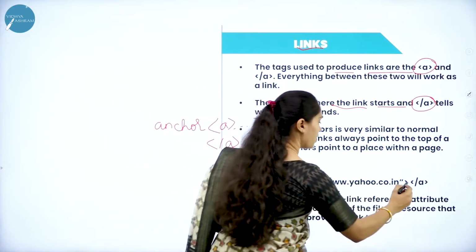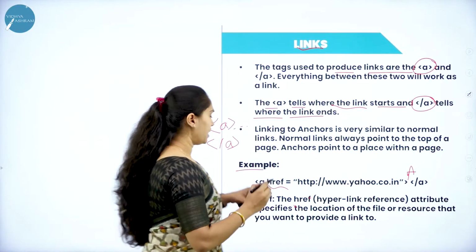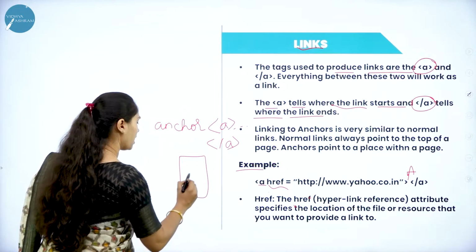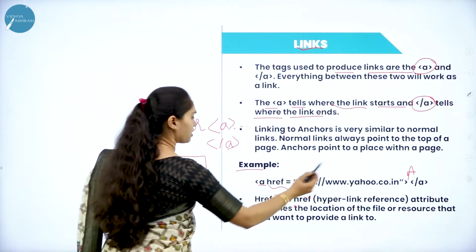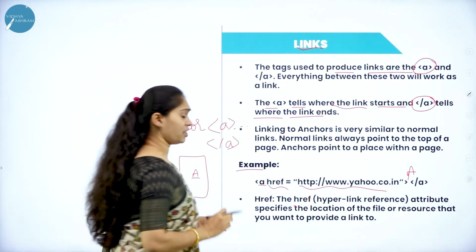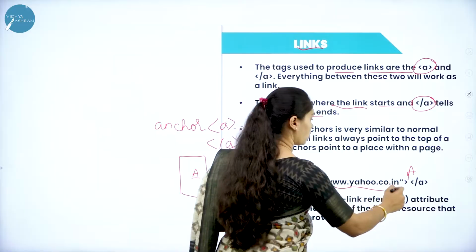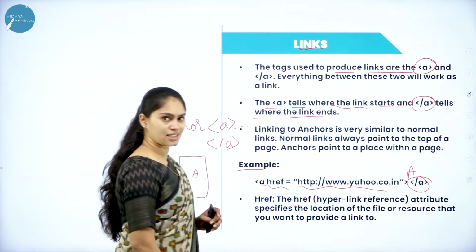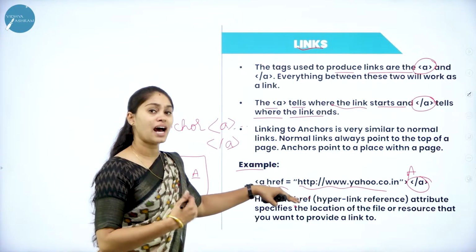So for example, here in between this anchor tag, if I just write A, in the web browser this A will appear as a hypertext. Then if I click on this, it will take me to this location wherever it is on the internet. Once I'm done with giving the location, then I have to close this anchor tag. So that is href, that is hyper reference.